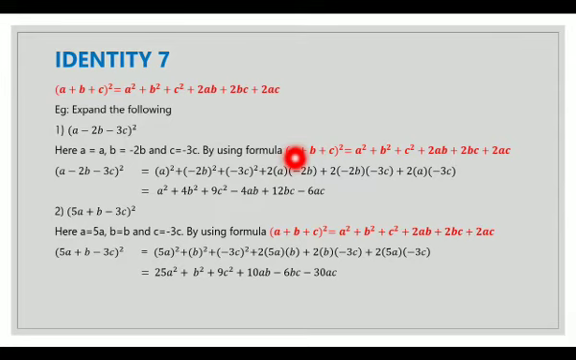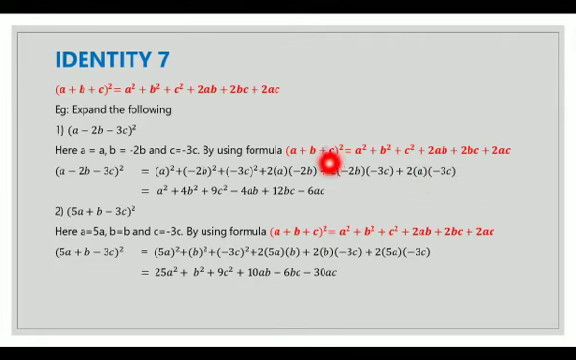By using the formula (a plus b plus c) the whole square equals a square plus b square plus c square plus 2ab plus 2bc plus 2ac. Therefore, (a minus 2b minus 3c) the whole square equals a square, so a is a, so a square, plus b square, b is minus 2b, so (minus 2b) the whole square, plus c square, that is (minus 3c) the whole square, plus 2ab, so a is a, b is minus 2b, plus 2bc, b is minus 2b into c, that is minus 3c, plus 2 into ac, so a is a and c is minus 3c.